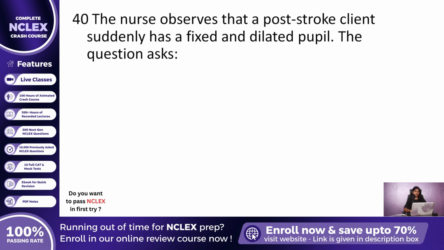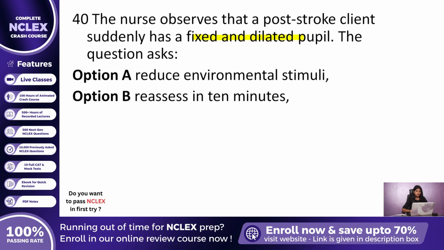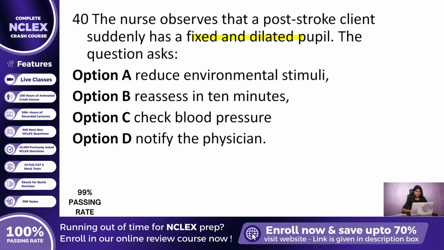Moving forward to question 40, we now focus on a neurologic emergency. The nurse observes that a post-stroke client suddenly has a fixed and dilated pupil. The question asks, what is the most appropriate immediate action? The options include Option A, reduce environmental stimuli, Option B, reassess in 10 minutes, Option C, check blood pressure, and Option D, notify the physician. The correct answer is Option D, notify the physician.